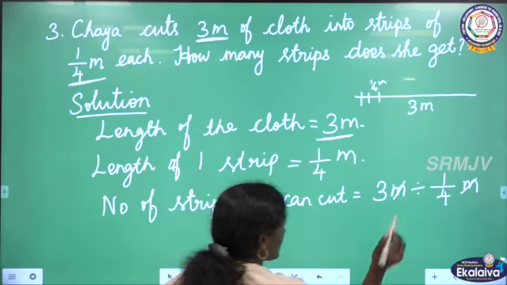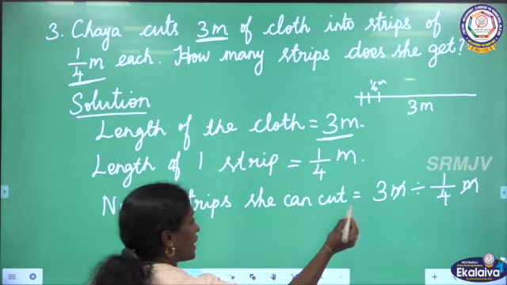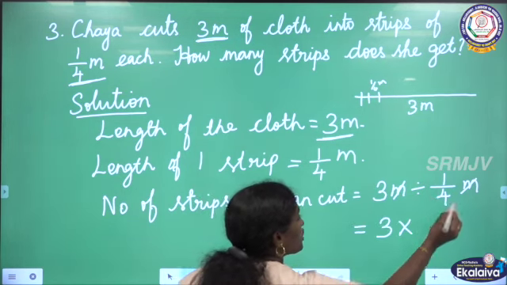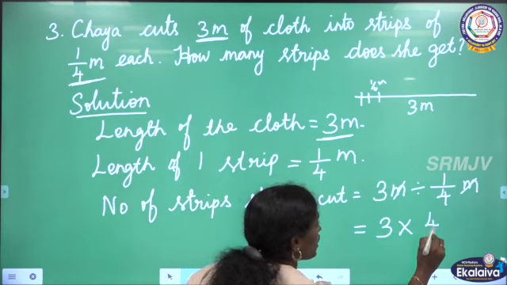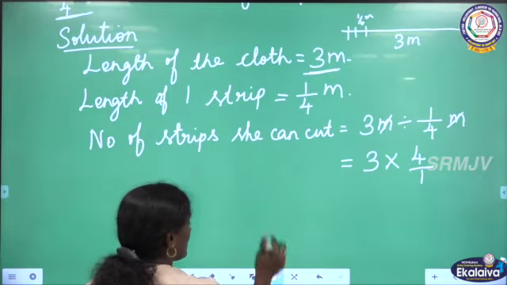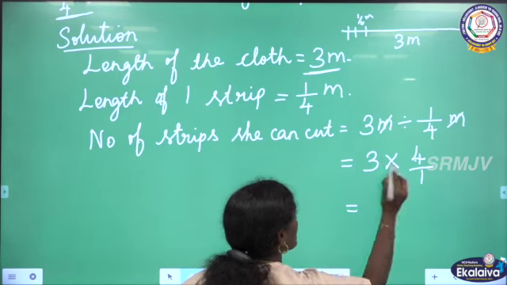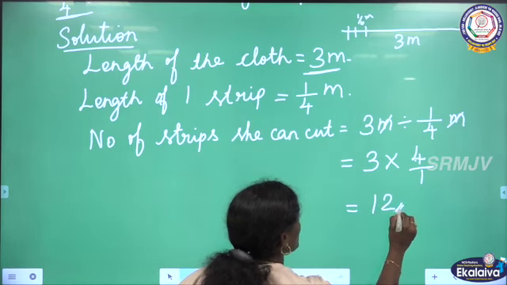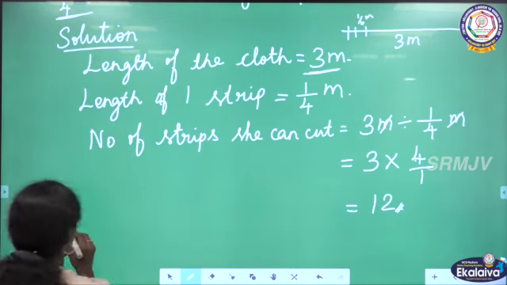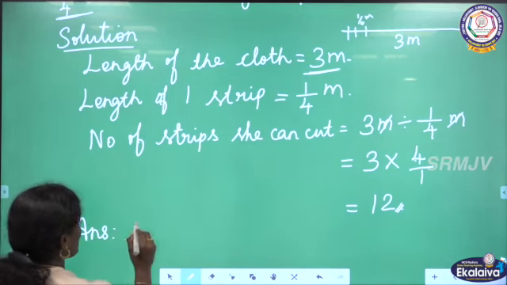Here meter will be cancelled. Now we are having 3 divided by 1 by 4. To divide the number 3 by 1 by 4, we are going to multiply it by the reciprocal of 1 by 4. Reciprocal of 1 by 4 is 4 by 1. Now in denominator we are having 1 alone. So I am going to multiply the numerator numbers 3 into 4. Then we will get 12. So she can cut 12 strips. Okay. So answer statement.